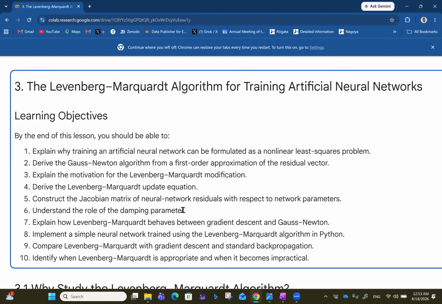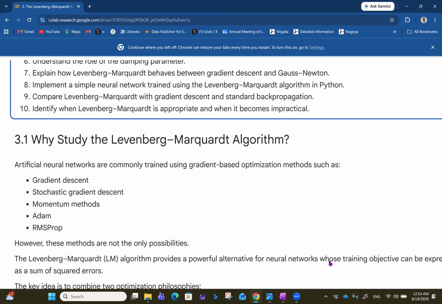So there's a damping parameter that comes up in the Levenberg-Marquardt algorithm, which going forward, I might call the LM algorithm. Then explain how Levenberg-Marquardt behaves between gradient descent and Gauss-Newton, right? So implement a simple neural network trained using the Levenberg-Marquardt algorithm in Python, and then compare Levenberg-Marquardt with gradient descent and standard backpropagation. Then identify when Levenberg-Marquardt is appropriate and when it becomes impractical. So these are our objectives.